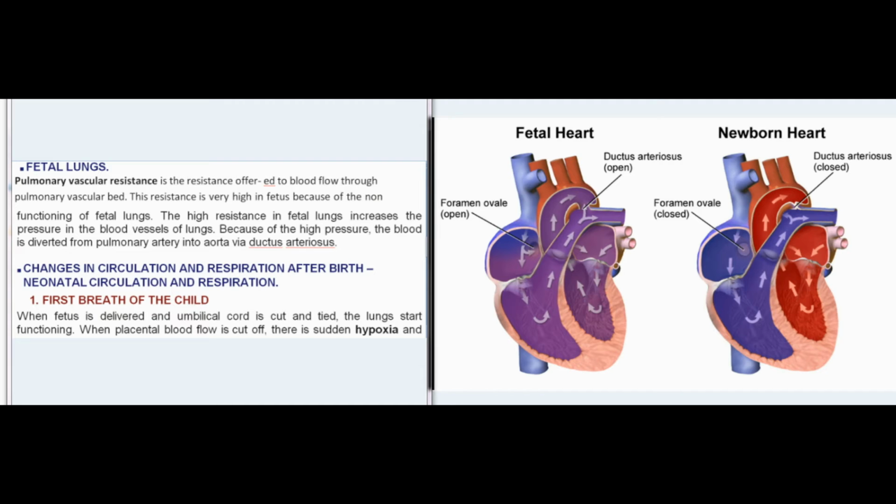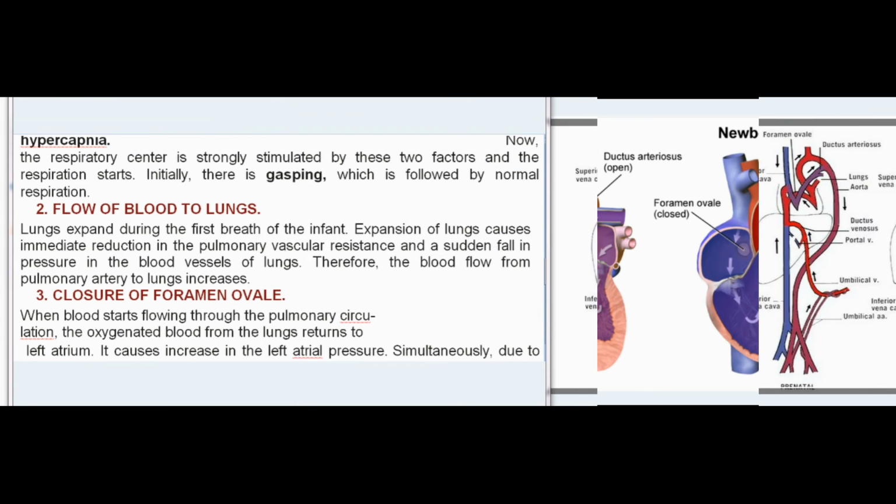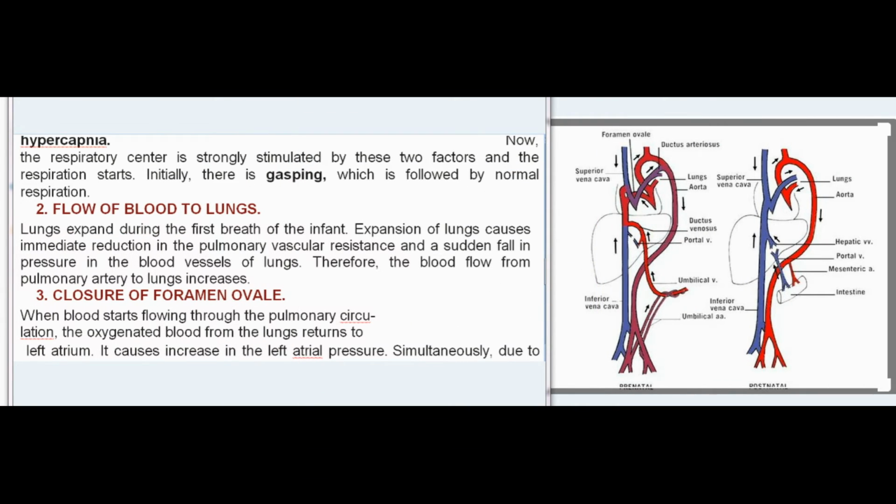Changes in circulation and respiration after birth, neonatal circulation and respiration. 1. First breath of the child. When fetus is delivered and umbilical cord is cut and tied, the lungs start functioning. When placental blood flow is cut off, there is sudden hypoxia and hypercapnia. Now, the respiratory center is strongly stimulated by these two factors and the respiration starts. Initially, there is gasping, which is followed by normal respiration.